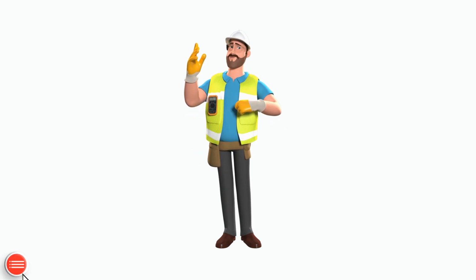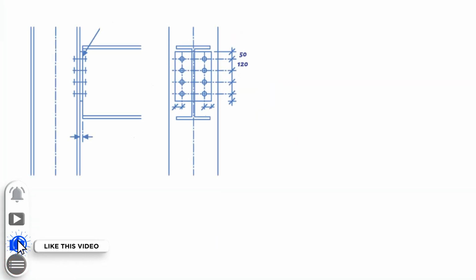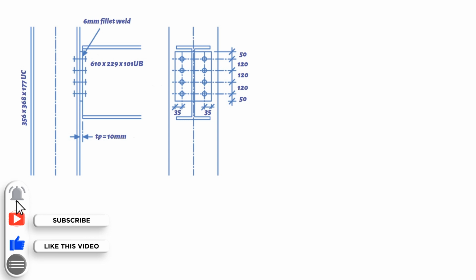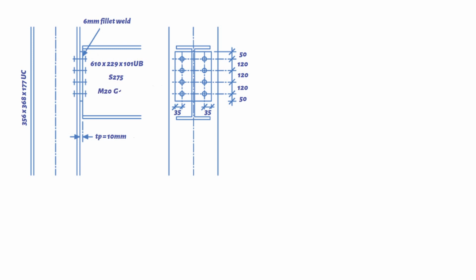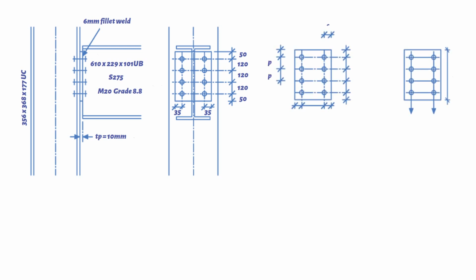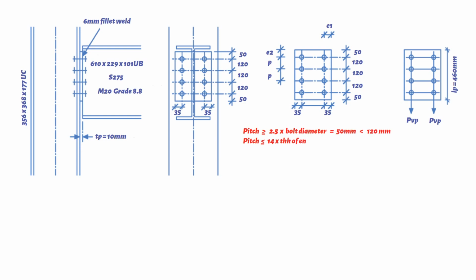How to calculate the design shear resistance of the connection shown. We will assume that the steel grade is S275, and bolts are M20 grade 8.8. First of all, we need to check the bolt's spacing and edge, end distances. The following conditions need to be met.